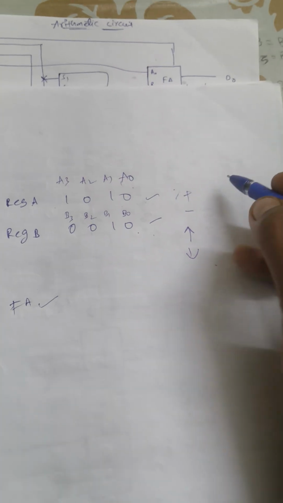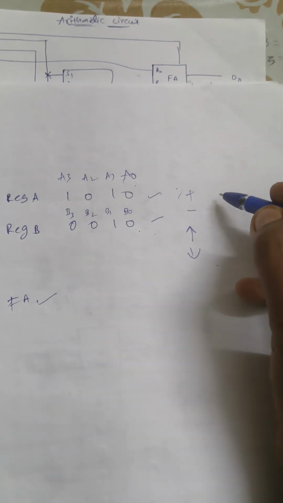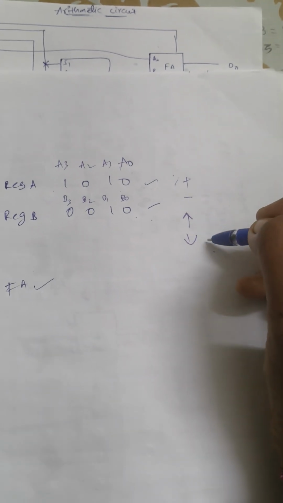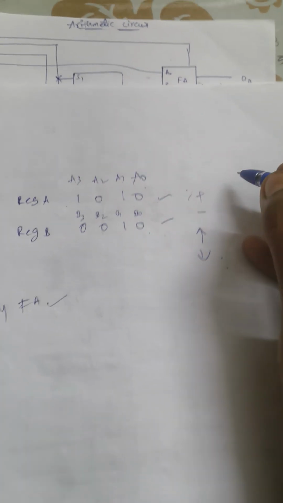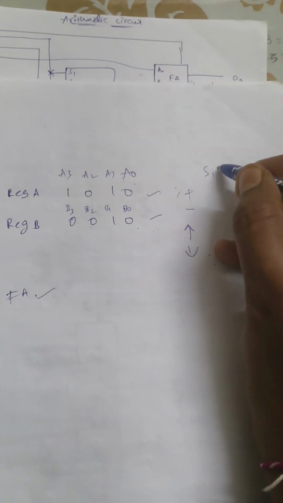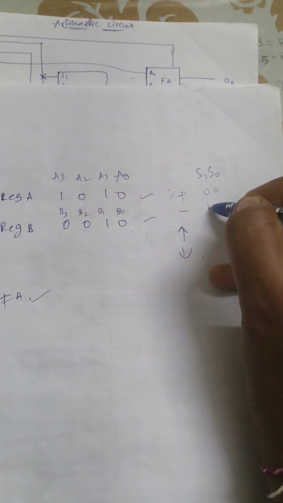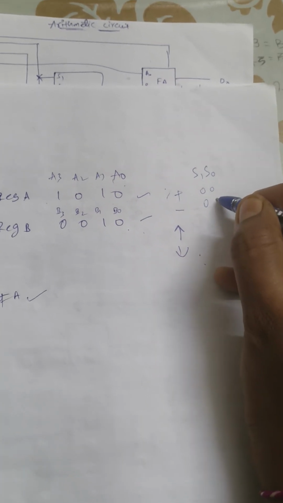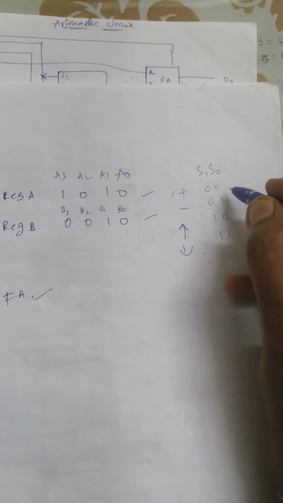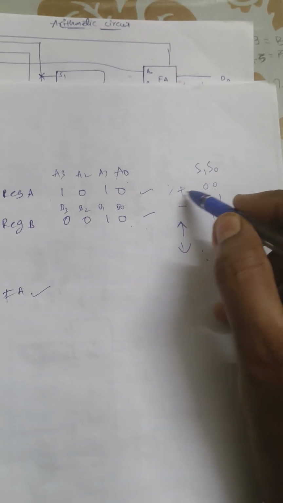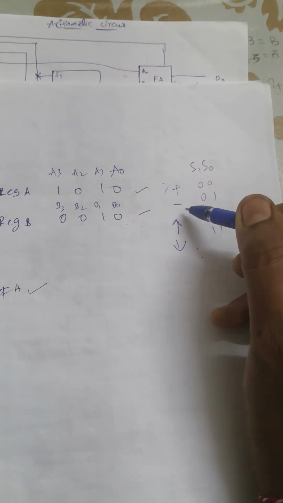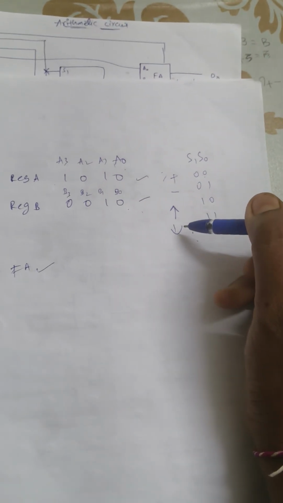Based upon my selections I am going to perform one particular operation. So I am giving selection lines named S0 and S1, which give 4 selection combinations: 00, 01, 10, 11. Based upon these selection lines it can perform either addition, subtraction, increment or decrement.